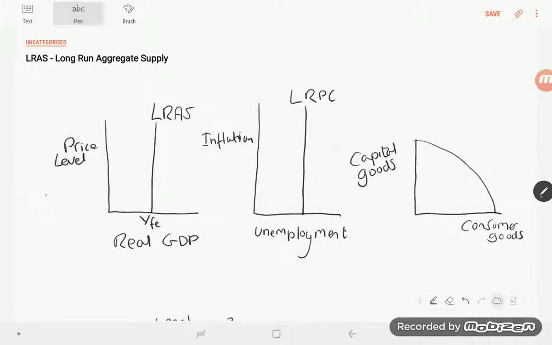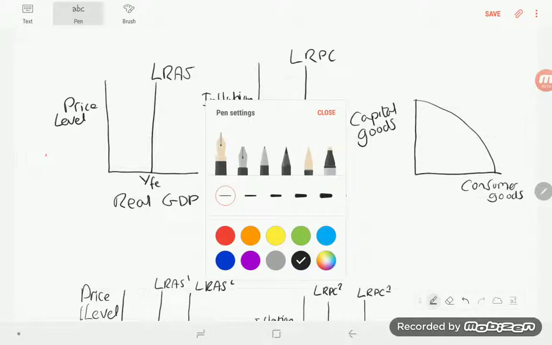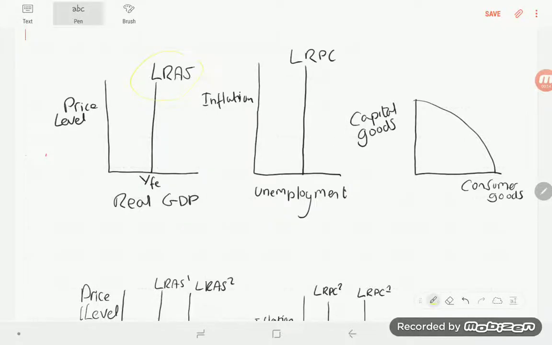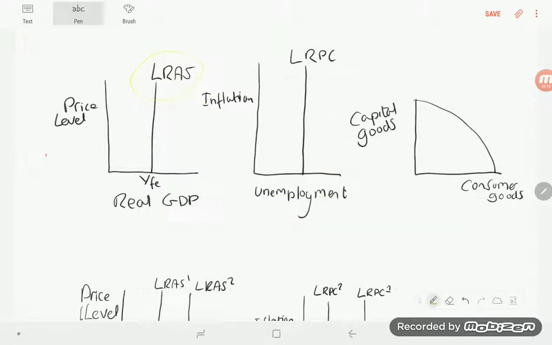Hello, this is a short video on the long run aggregate supply. So we'll start with the LRAS curve, which is shown here. You can see that the LRAS curve indicates the full productive capacity of an economy. So that's shown by the full level of employment.